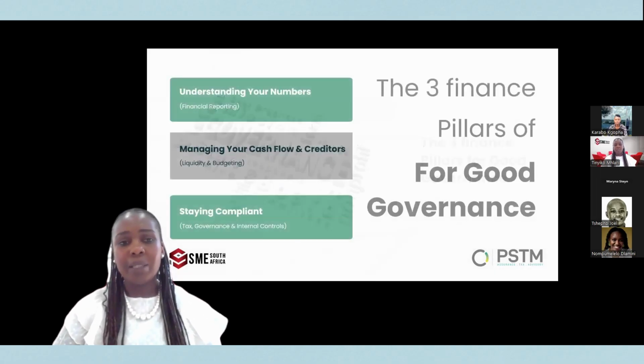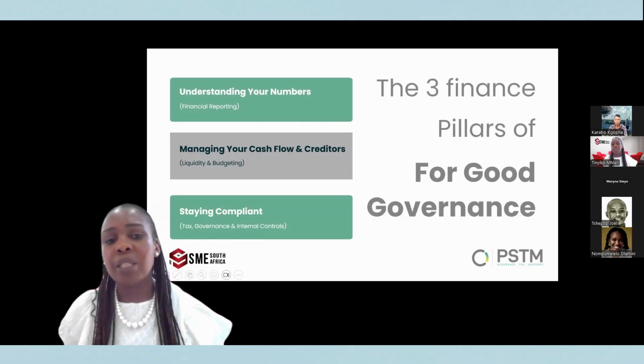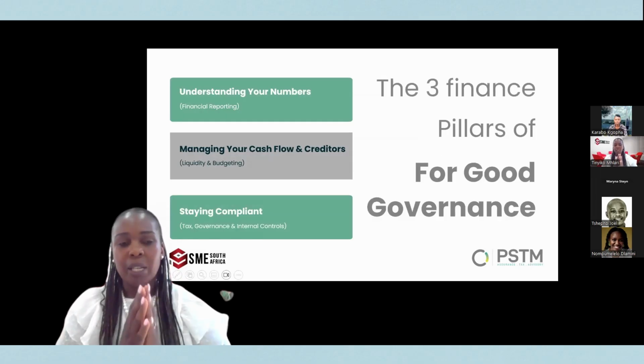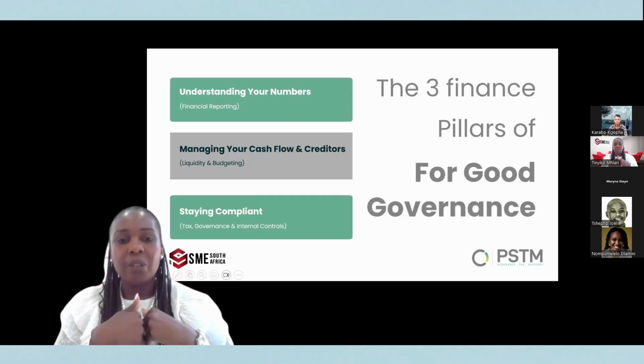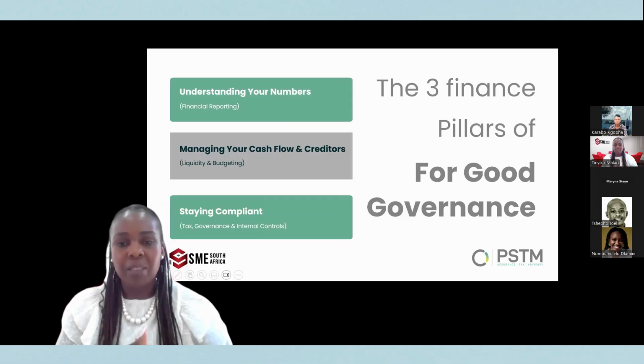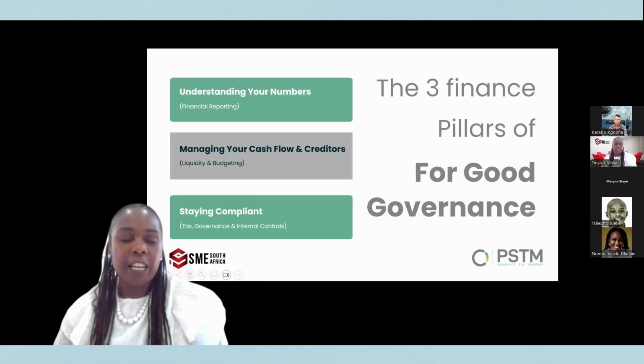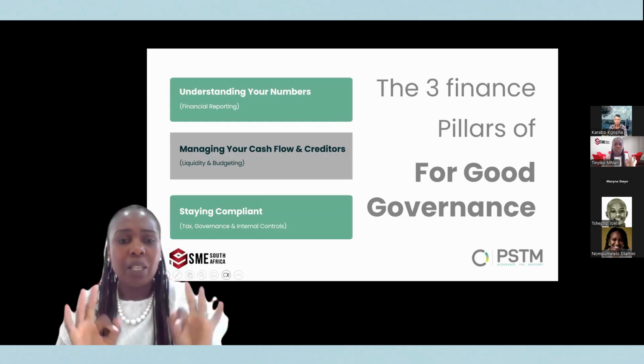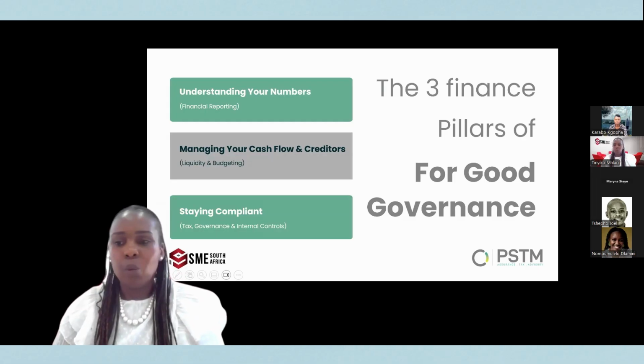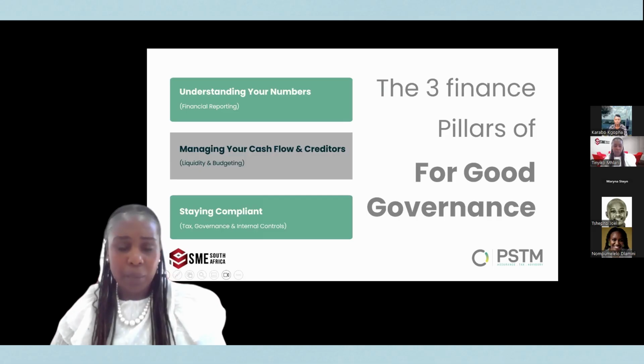Looking at the 3 pillars in finance, these are the pillars that, if you can master them, you will have good governance from a finance perspective. The three pillars are: number 1, know your numbers. Number 2, manage your cash flows and creditors. Number 3, stay compliant. What do we mean by know your numbers?